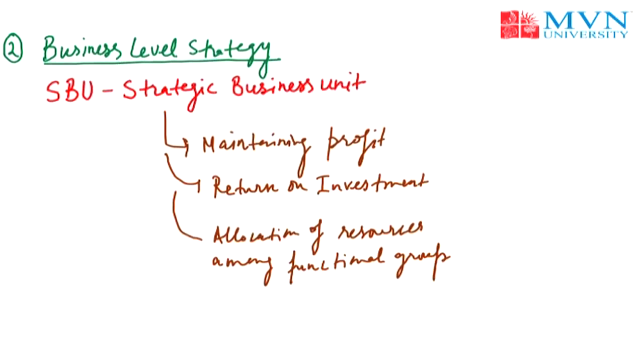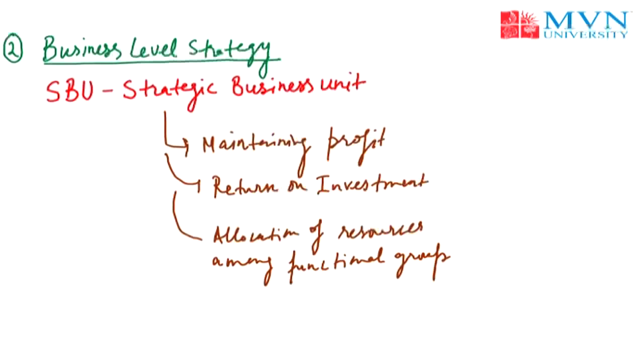All the verticals are maintained by a concerned manager, a concerned department. A strategic business unit defines how to earn profit, how to gain market, and how to allocate resources among various functional groups. They are responsible for their own unit. They can't interfere with other units of the same company. They have to manage their own account, and in this way the business grows.